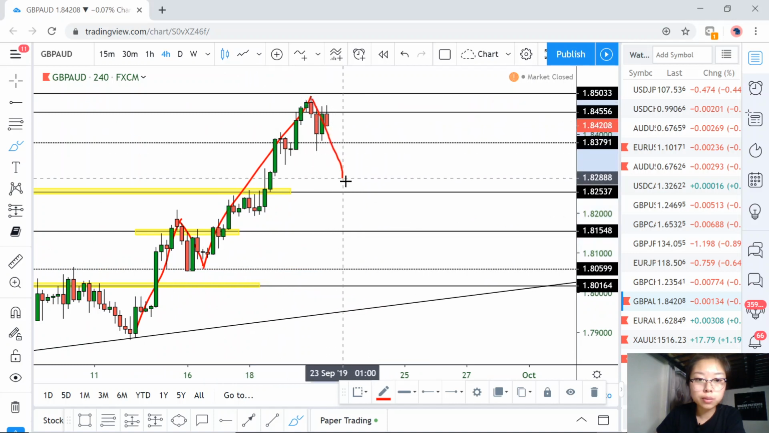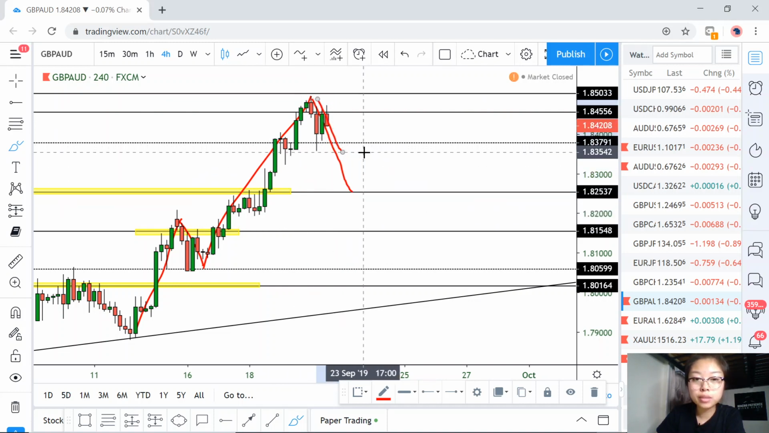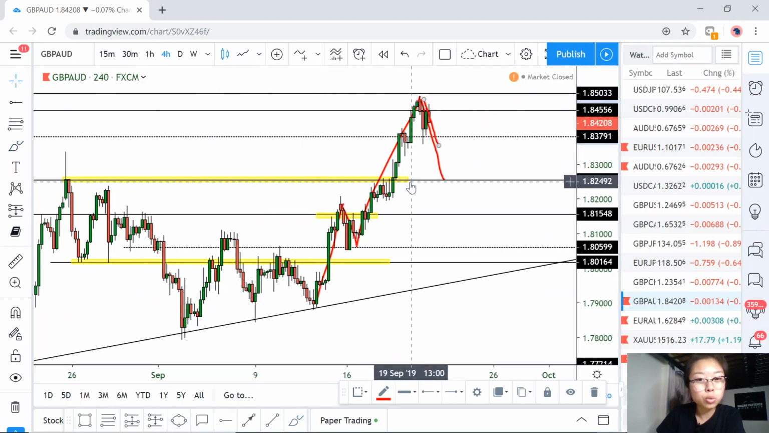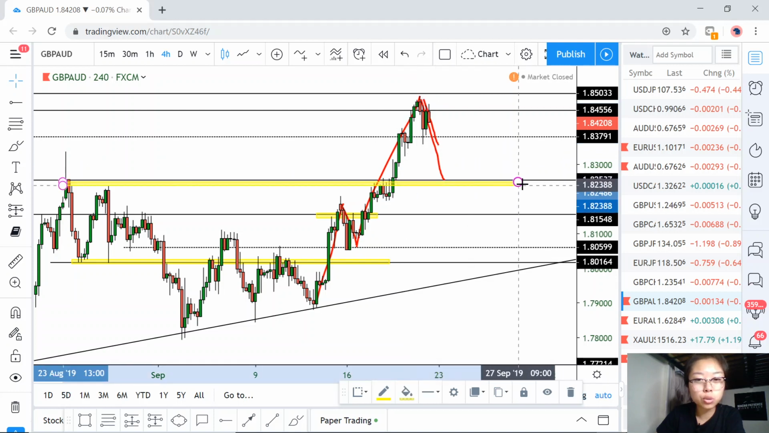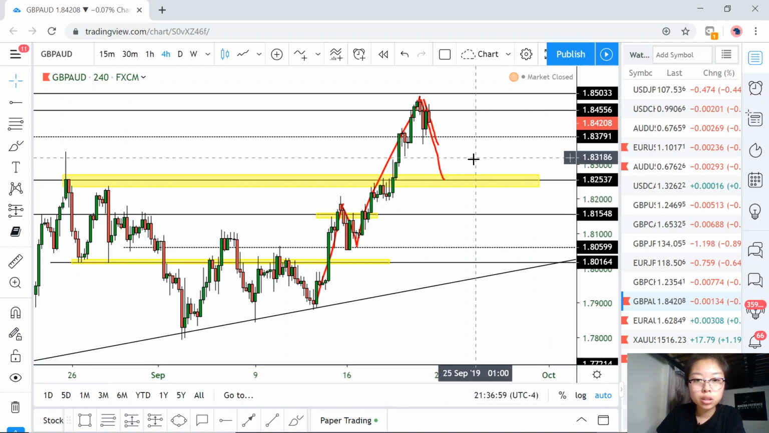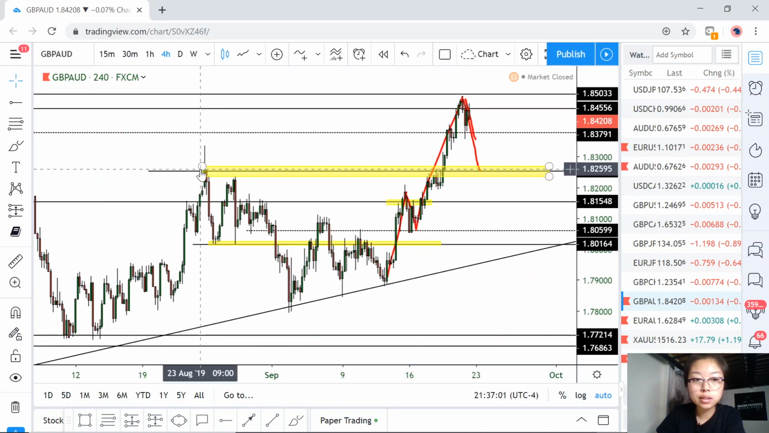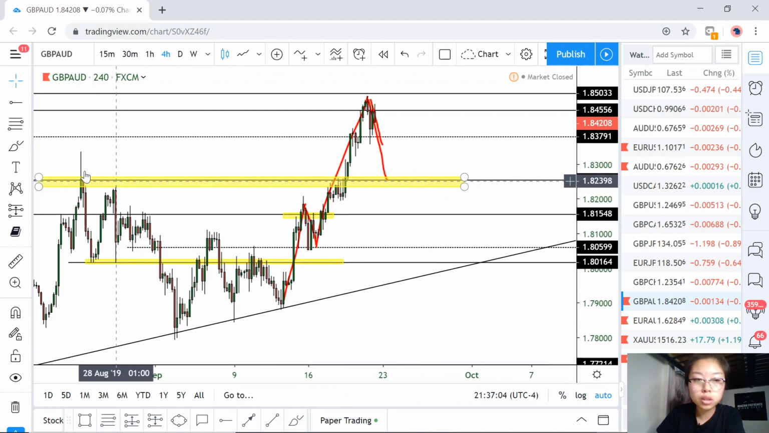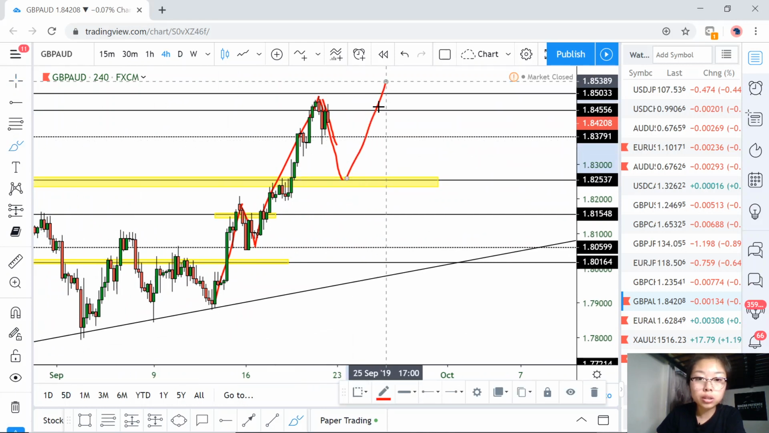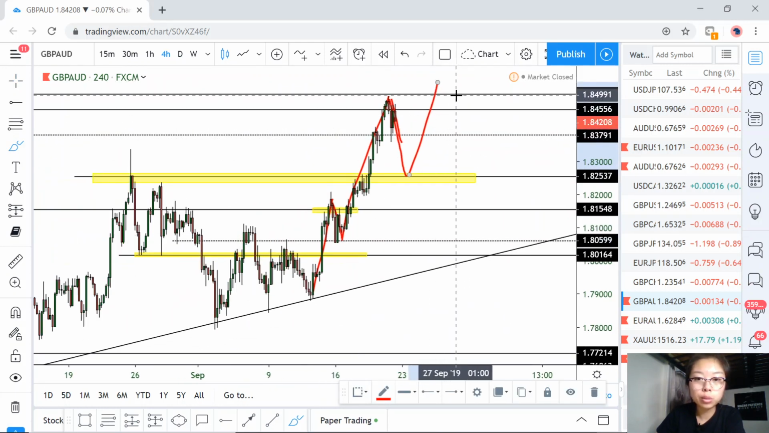So I'm looking for a pullback into the 1 point, it's a little reach, sort of here. So either the 1.835 or the 1.25. This pair is pretty volatile, so it's doable. Just give it some time, which is also the previous resistance. So if that holds, I'm going long, at least to the 1.85 for it.